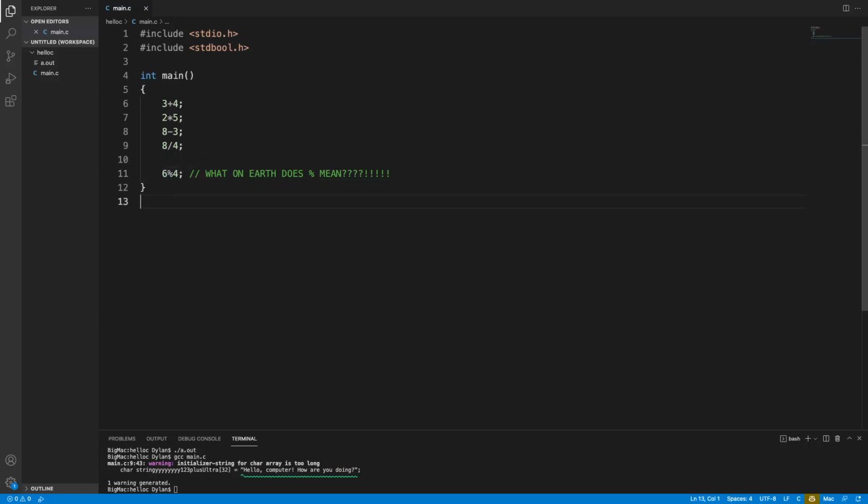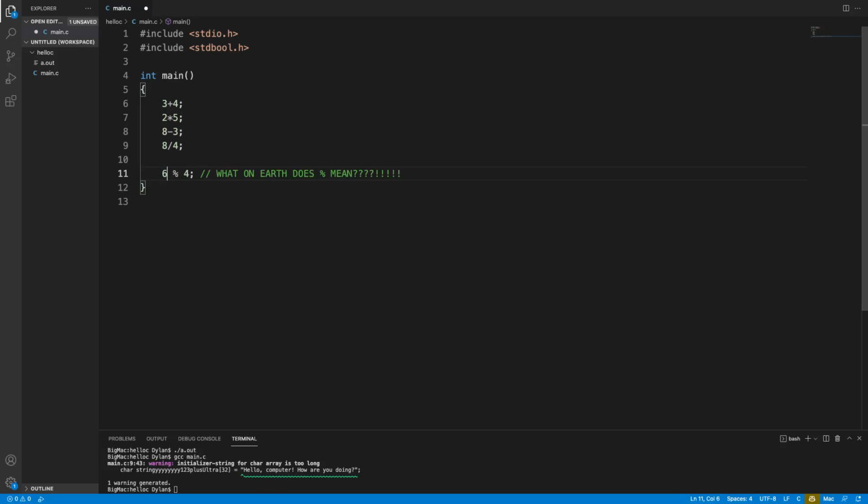Well, 6 divided by 4, if you work that out, would be 1.5. But we're storing this in an integer, and this doesn't really work with doubles and floats. It works perfectly well with integers. So what does this mean then? 6 % 4? Well, I'll space it out a little bit quickly.